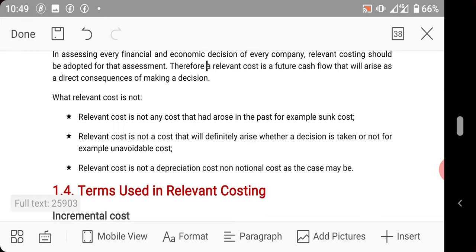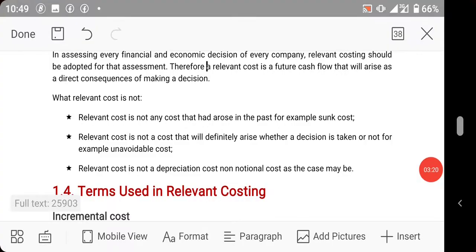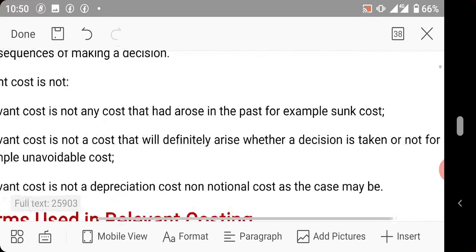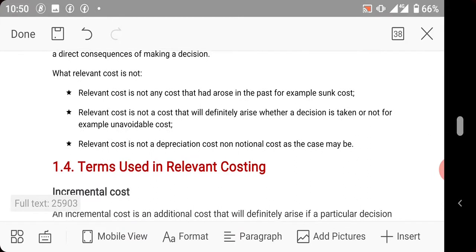Now, what relevant cost is not? Relevant cost is not any cost that arose in the past. Relevant cost is also not a cost that would definitely arise, whether a decision is taken or not. For example, unavoidable cost. Relevant cost is not a depreciation cost. You understand? And non-notional cost, as the case may be. Notional cost, as the case may be.